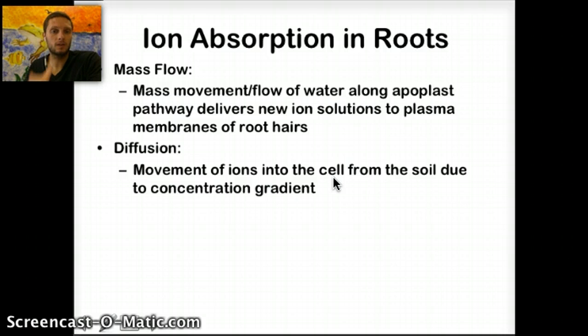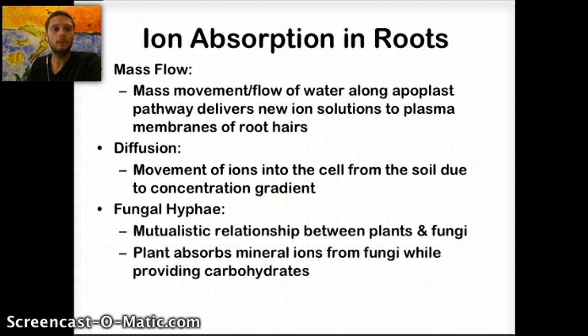And so this is all allowed for by the process of diffusion, which we've talked about previously in the year, the movement of ions into the cell from the soil due to a concentration gradient. Part of this process that's really interesting is a mutualistic relationship between plants and fungi. Plants are able to absorb mineral ions from the fungi while providing carbohydrates for the fungi. And so they have this unique, really interesting mutualistic relationship where they're both benefiting from this relationship. Plants are getting minerals, fungi are getting carbohydrates.